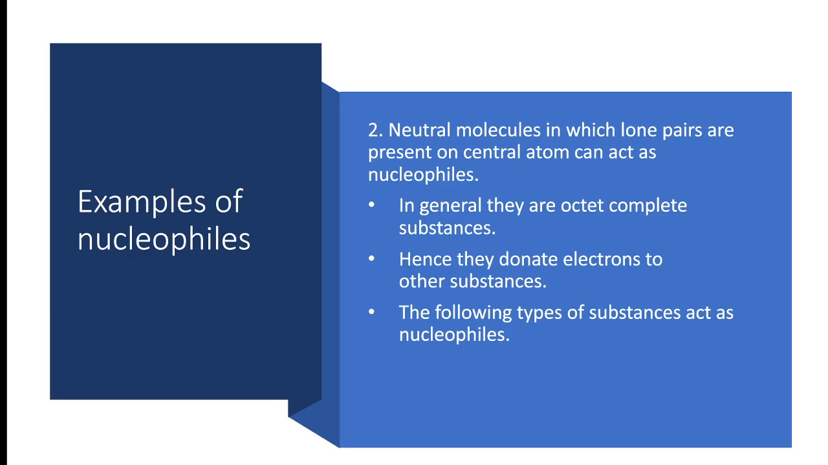What is a lone pair, we said? Lone pair is nothing but a pair of electrons which do not participate in the bond formation. Then what is a bond pair? Bond pair is the pair of electrons which participates in the bond formation. Okay. So in general, these are octet complete substances, hence they donate electrons to other substances. So these nucleophiles donate electrons to other substances as they have lone pairs of electrons, that is neutral molecules with lone pairs. And what are the different types of examples?